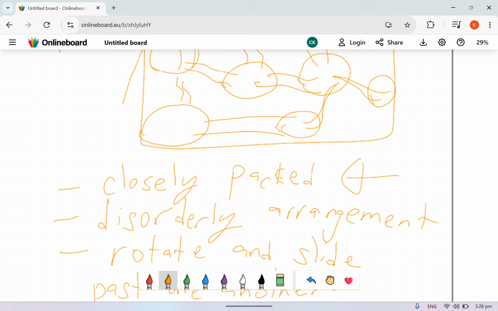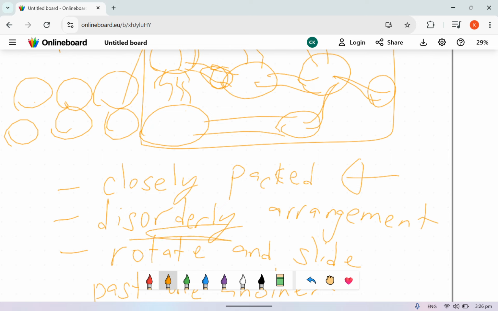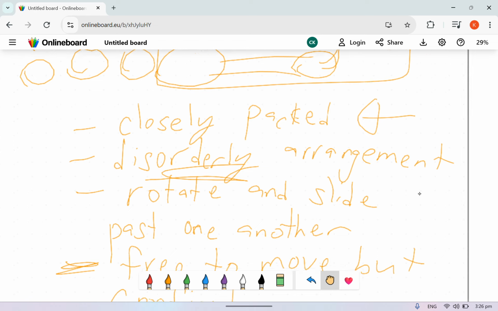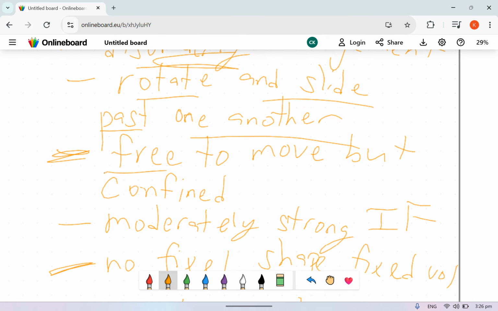They're still sort of closely packed, but the arrangement isn't as orderly as the solids. It's not just so neat and nice. It's a bit disorderly. Now, they're going to have some movement. It's not going to be just fixed in place. They can actually move this time. They can sort of rotate and slide past one another. They're free to move, but they are confined within the space they're in.